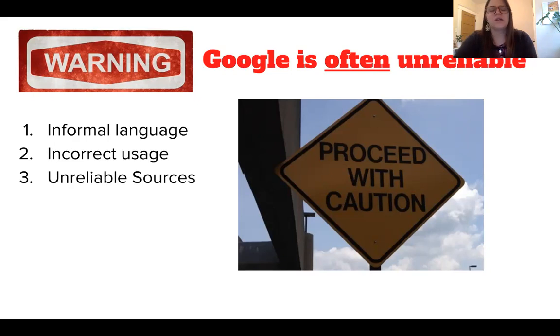Like, why do you think we're getting some mistakes with Google? Why is it that Google works a lot of the time, but not always? Informal language, one. Okay, and I would elicit this from your students. Two, incorrect usage.